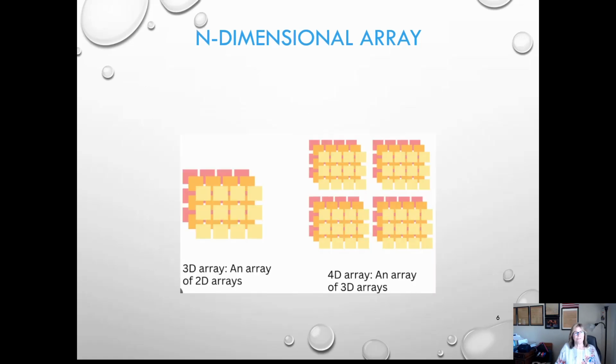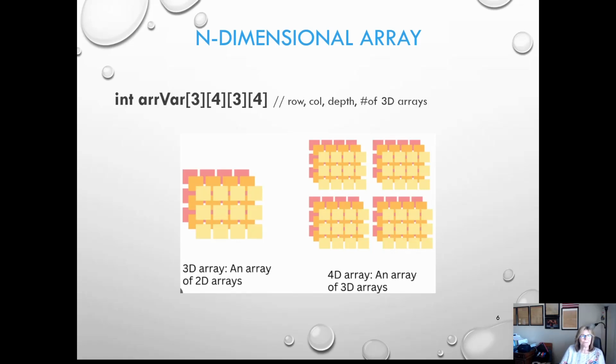And then I tried to find an n-dimensional array. This would actually be 4-dimensional. So if a 3D array is just an array of 2-dimensional arrays, then a 4D array would be an array of 3D arrays, and so on and so forth. So this would be the declaration for this.